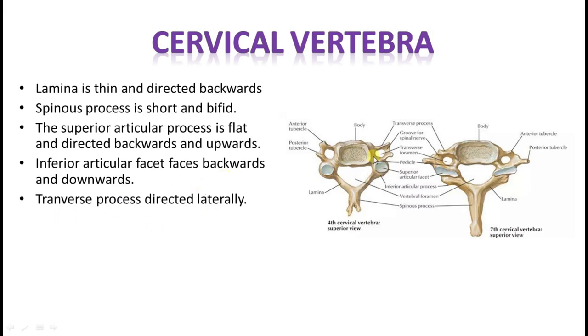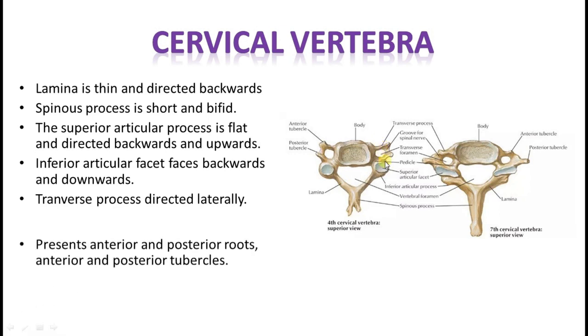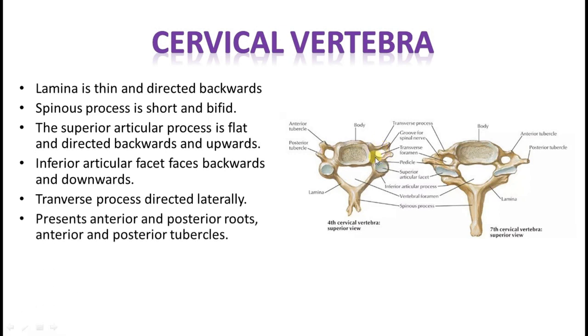The transverse process is directed laterally, and you are able to see an anterior root and a posterior root of the transverse process. Then you are able to see the anterior tubercle and the posterior tubercle. So two roots, two tubercles, and then these are joined by the costotransverse bar.